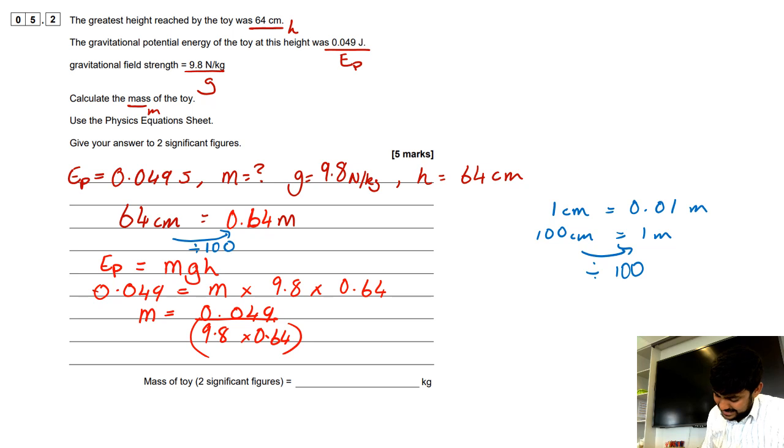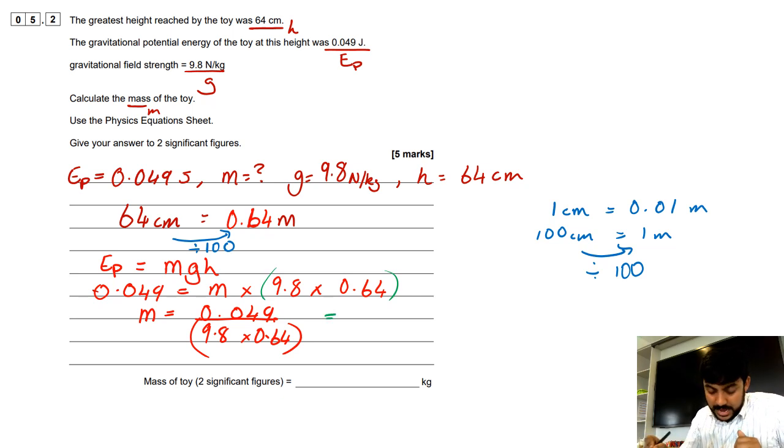If you don't know what I did there, I realized that 9.8 and 0.64 are timesing onto the mass. So to get rid of them from this side, I divide this side, but I also have to divide the left hand side and the right hand side by the same thing. So I end up cancelling out 9.8 and 0.64 from the side that m is on, and because I divide m by both of those things, I end up dividing the 0.049 by both of those things. It's simple rearranging.